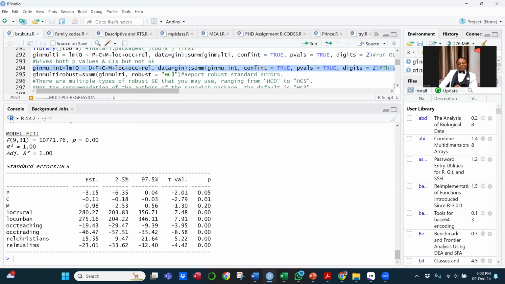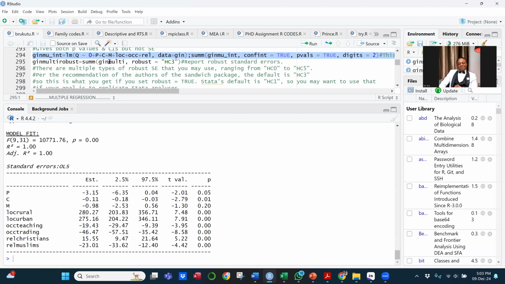Another regression I want to run is called robust regression. Robust regression will report the robust standard errors. It is a beautiful regression. We'll talk about them in the next 2 weeks when we are looking at heteroscedasticity.